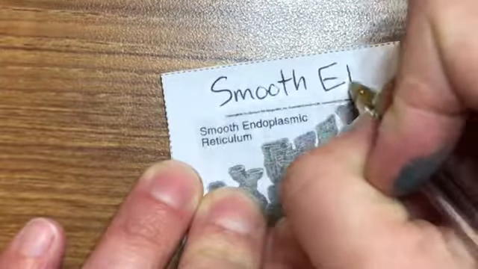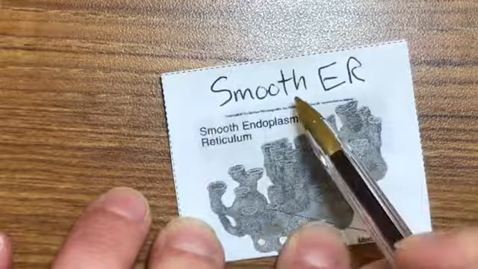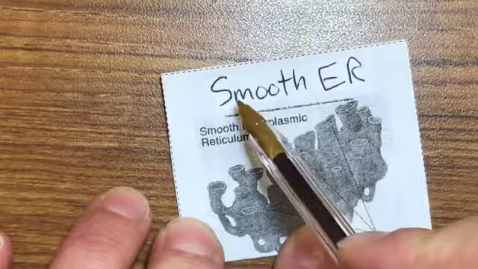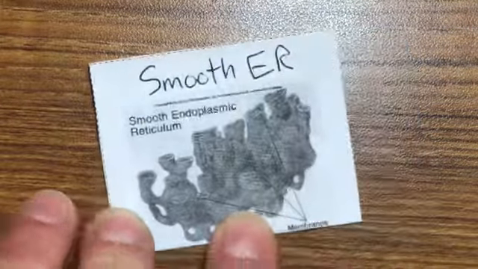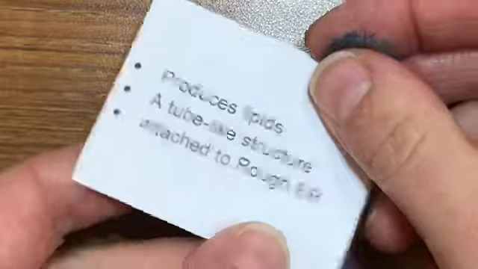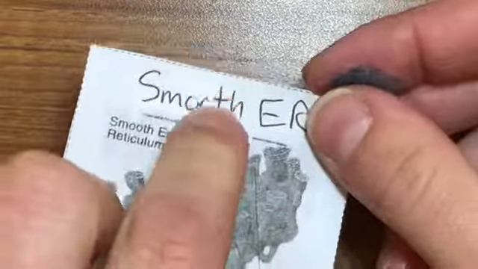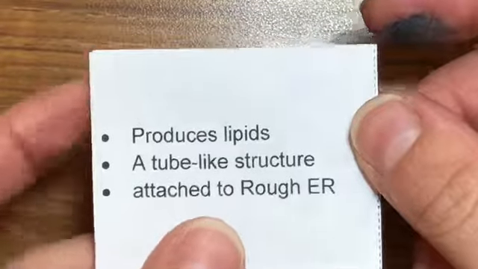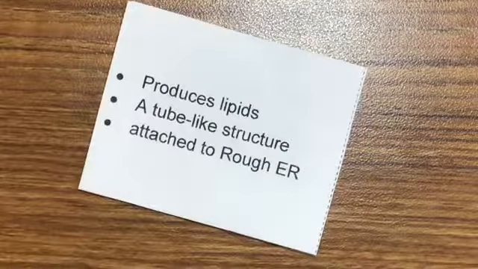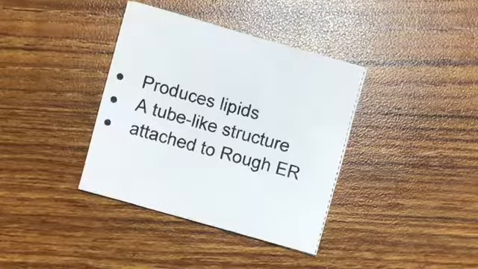So go ahead and write out smooth ER, because sometimes instead of writing out smooth endoplasmic reticulum, they'll give you the abbreviation ER. So smooth ER. So that one is a picture with the name and its description. You're going to go through and you're going to do all of those cards that way, using your notes to find out which one's describing which.